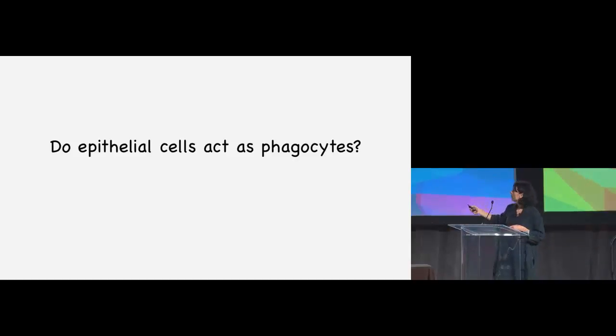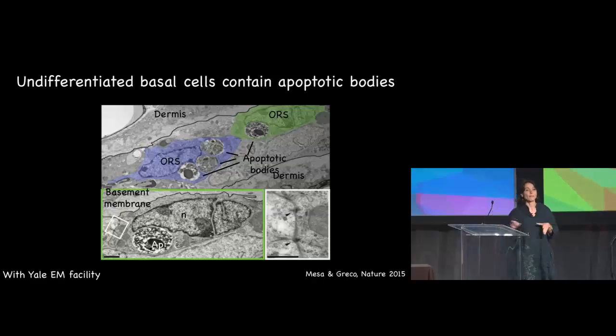So what Kai did is to, first of all, go to EM and ask, during the regression phase, do we see healthy cells in the epithelium that contain apoptotic bodies? And here, I pseudo-colored for you several epithelial cells in the epithelial strand, and you see here in blue and green that there are several apoptotic bodies within cells that are healthy and that are keratinocytes.